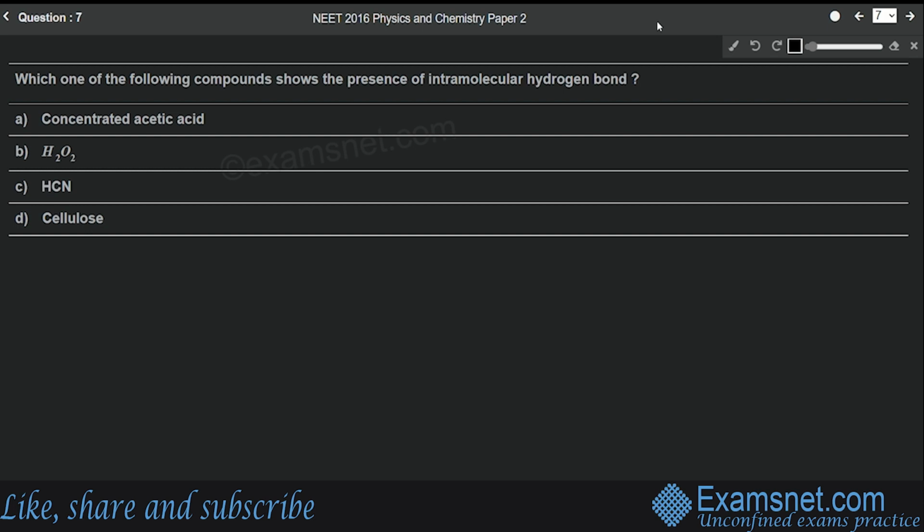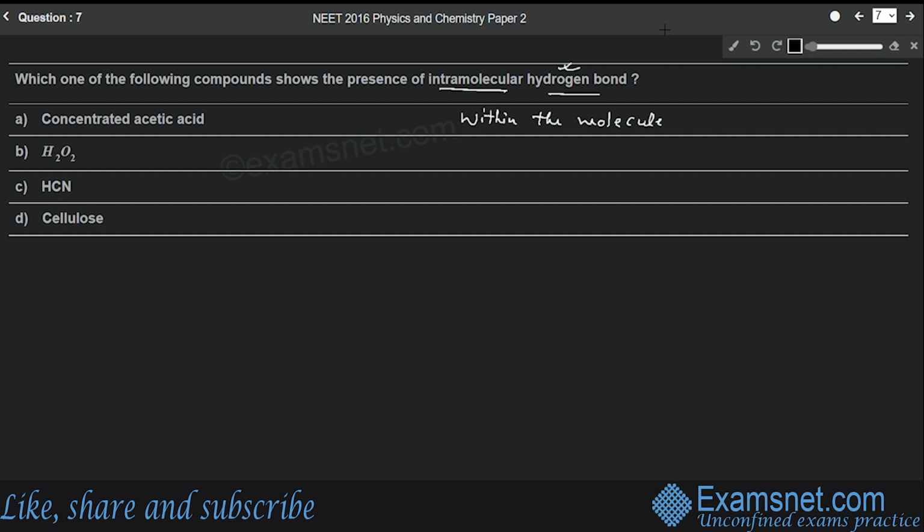Question number 7 is from the chapter Chemical Bonding and Molecular Structure, and the question is, which one of the following compounds shows the presence of intramolecular hydrogen bond? Intramolecular means the hydrogen bond is present within the molecule, not in between the molecules, that is in the case of intermolecular bond.